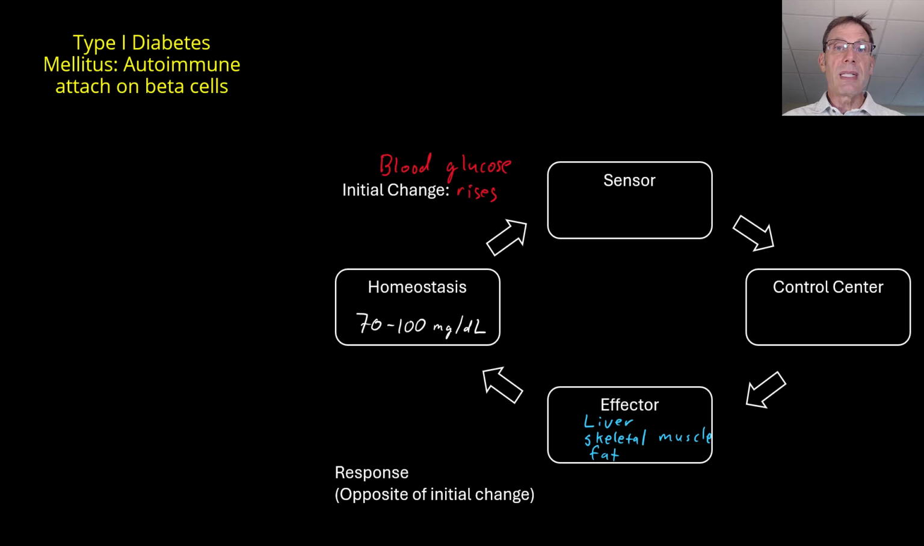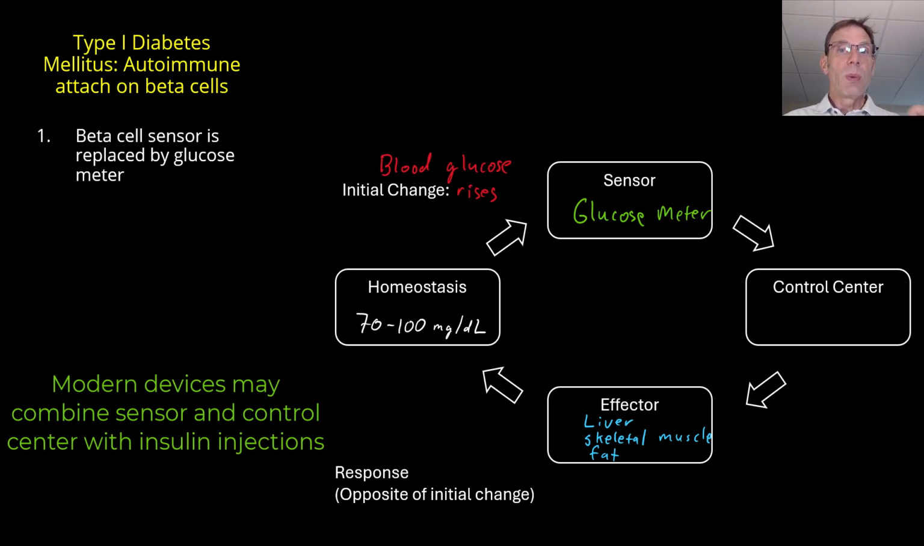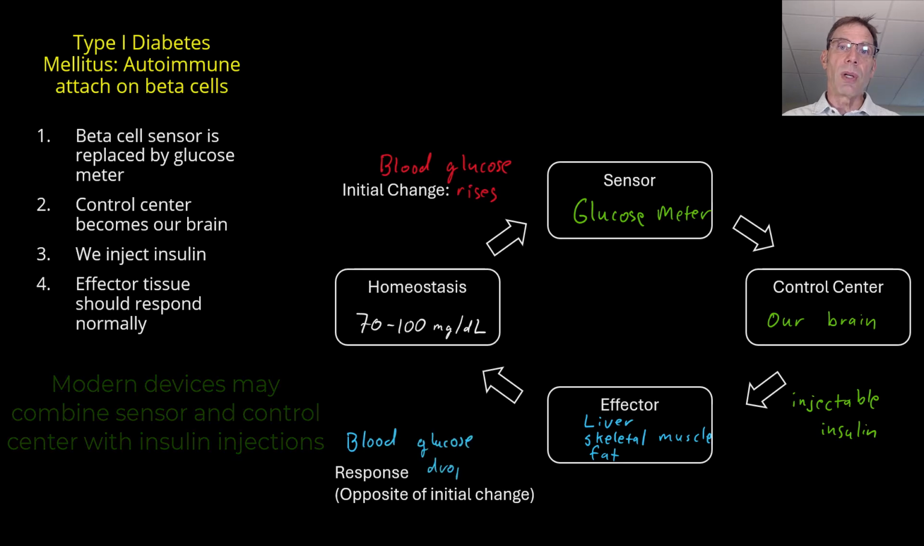The way we do this is replace the sensor with a glucose meter that you can buy at the drugstore. We can measure glucose in the blood and interpret that change in our brains. If we determine that blood glucose levels are too high, we can then inject insulin that we purchased at the drugstore. The insulin travels to the target tissue, which should behave as it normally would in response to insulin, and this will restore normal levels of blood glucose.